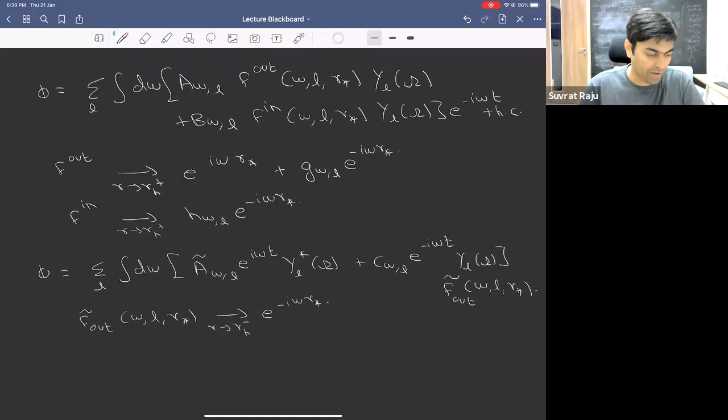And one last thing we said was, these modes c_{ωL} were related by continuity to these modes a_{ωL} and b_{ωL}.